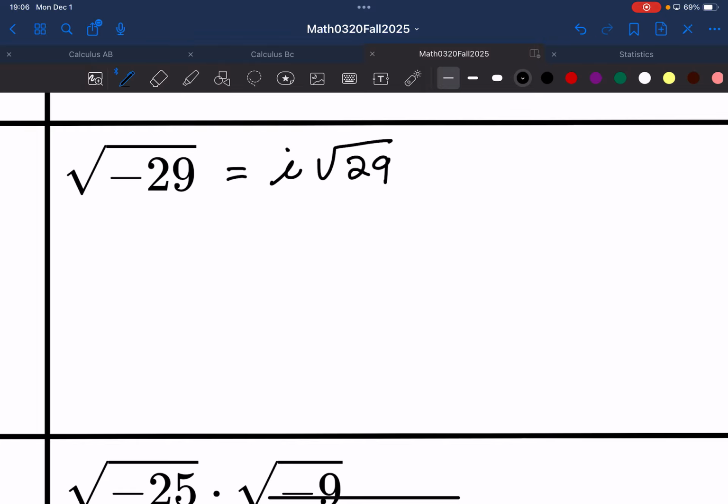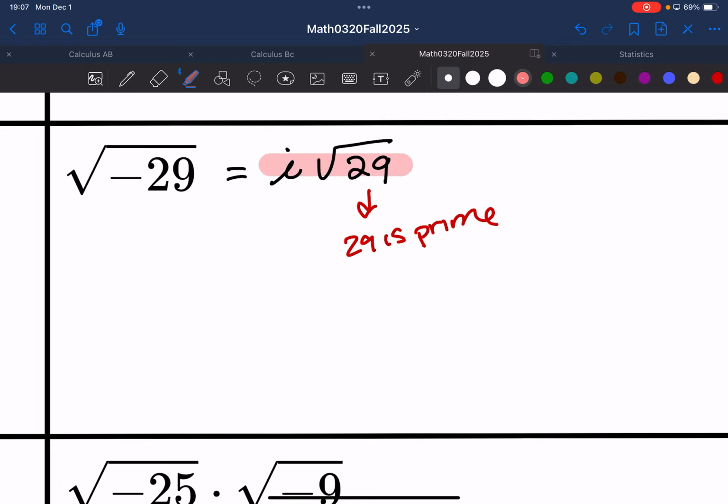Then we try 7. No. And so by the time we get to 7, typically it's not going to work. You could continue going to your prime numbers, 11, 13, your next one, and divide into them. But we'll notice here that this can't be simplified because 29 is prime. And so that means our answer is just going to be i times the square root of 29. That's it. If we can't simplify it, we can't simplify it. There's nothing else we can do.